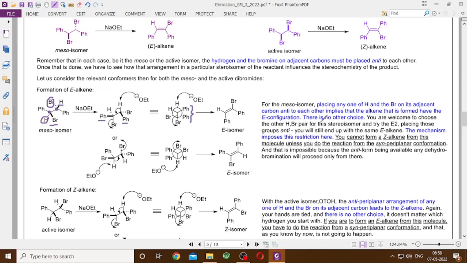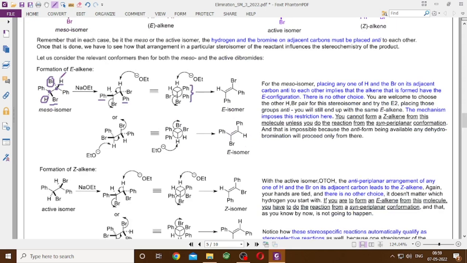There is absolutely no other choice. You have no choice regarding the matter but to form the E isomer, because the mechanism wants you to place the carbon hydrogen and carbon bromine anti to each other. You cannot form the Z alkene from the meso isomer.